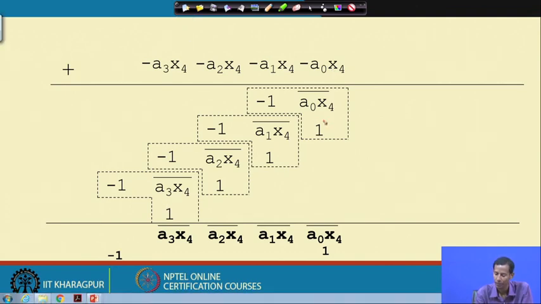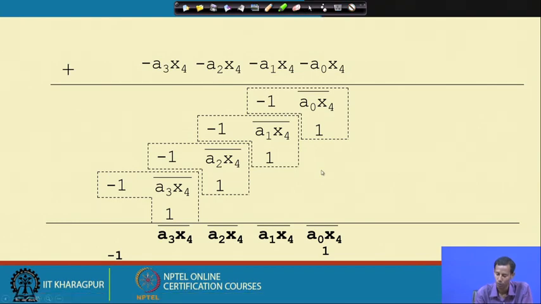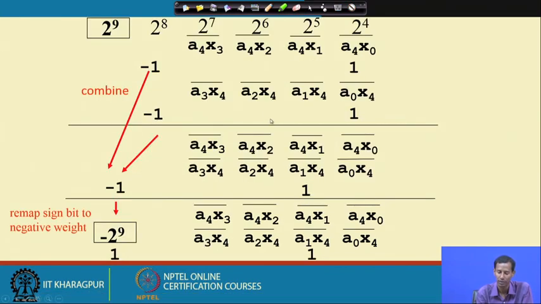I will get, so again 1 over here, minus 1 plus 1 cancel, minus 1 plus 1 cancel, minus 1 plus 1 cancel. So, minus 1 at this particular position. So, a3 x4 bar, a2 x4 bar, whatever values I left, will come to this particular position. So then finally what I have to do? Finally I have to add all this.